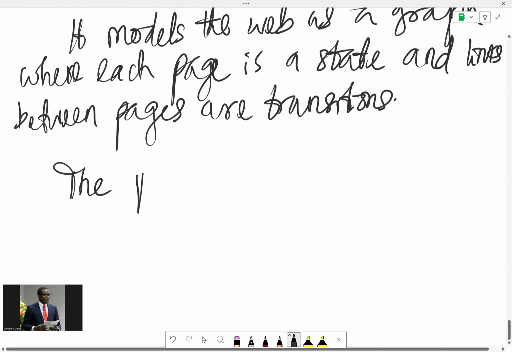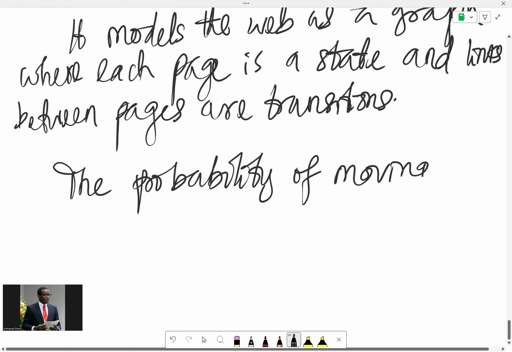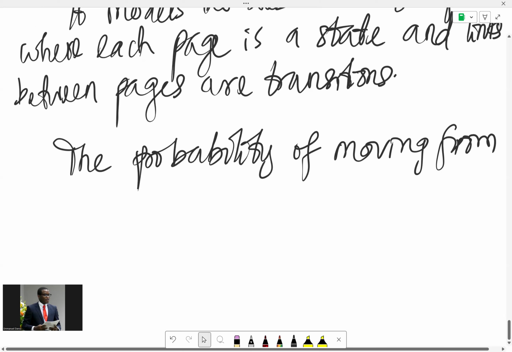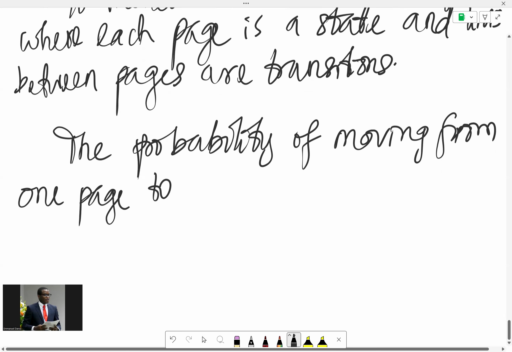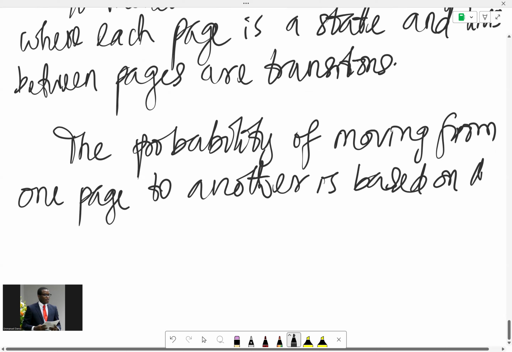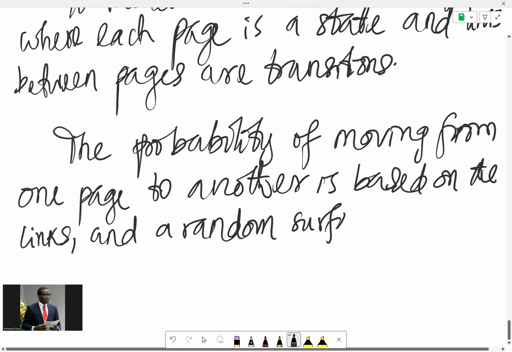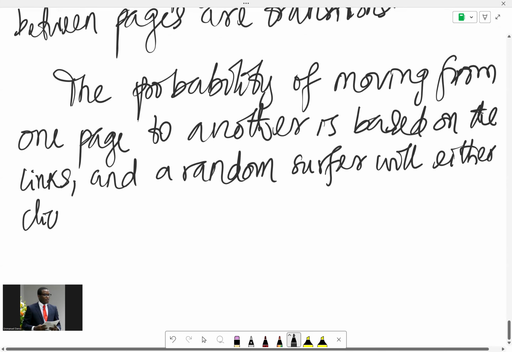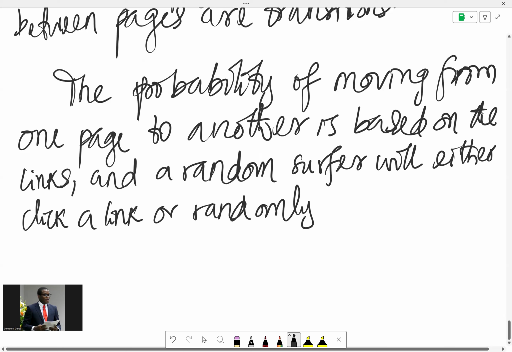The probability of moving from one page to another is based on the links, and a random surfer will either click a link or randomly jump to another page.